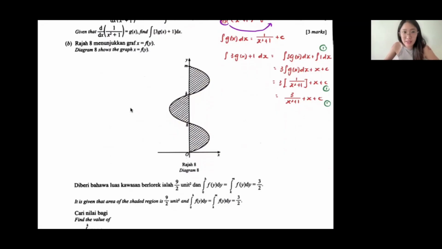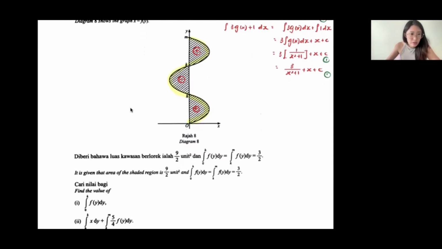Look at question B. Question B shows you the graph of x equals f(y), which is this curve over here. Because they are integrating with respect to y and your limits are y limits, you will write dy behind. This shaded region is your positive area, and this side is negative, so be careful. When you find area, you have to put modulus on that side.